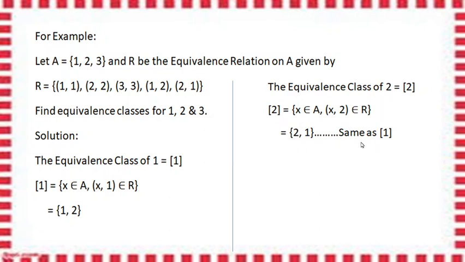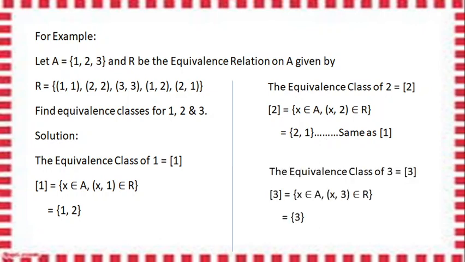And you can observe that this is the same as the equivalence class of 1. This was 1 and 2 and this is also 2 and 1. So it's one and the same thing, because we know very well that sequence does not matter while writing the set.